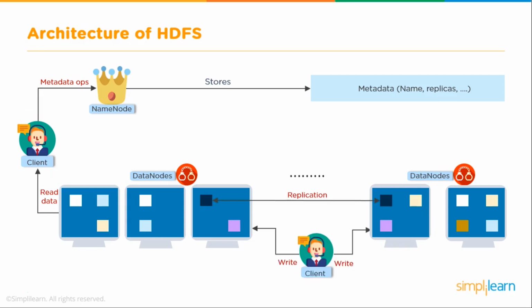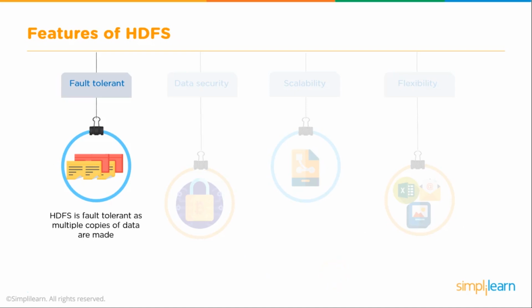When it comes to write, it is a similar process. If a client would want to write some data, it would contact name node. Name node would give a list of data nodes which are available where the data can be written, and then basically client would write the data directly to these data nodes. So in this fashion, your HDFS basically handles the read and write, where name node is an important component.